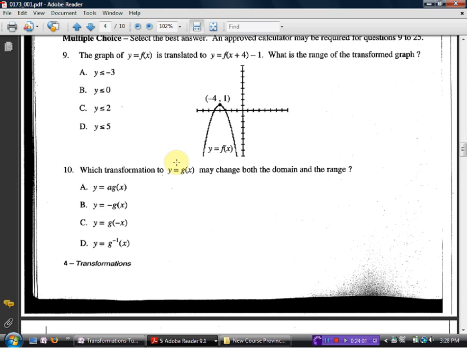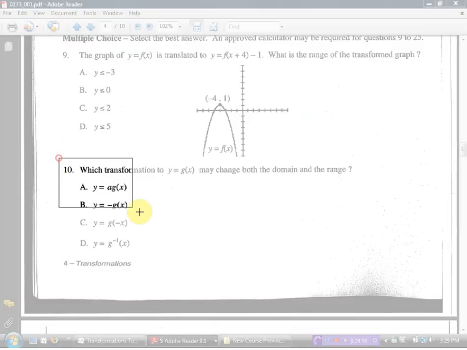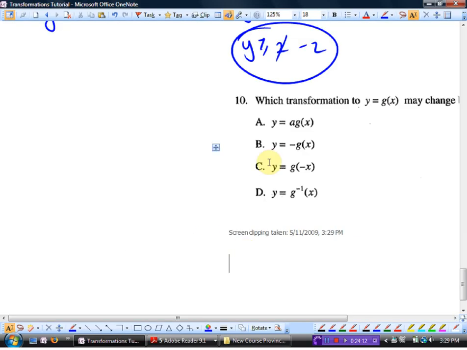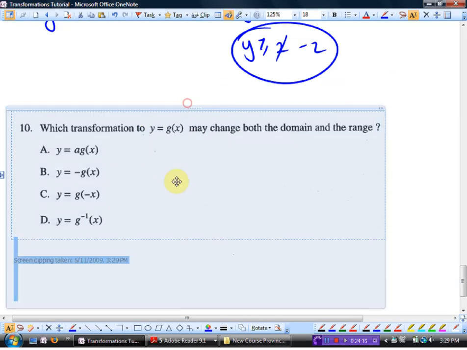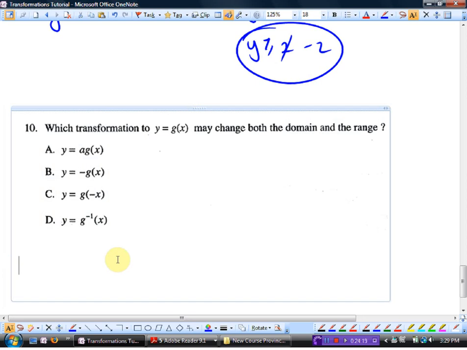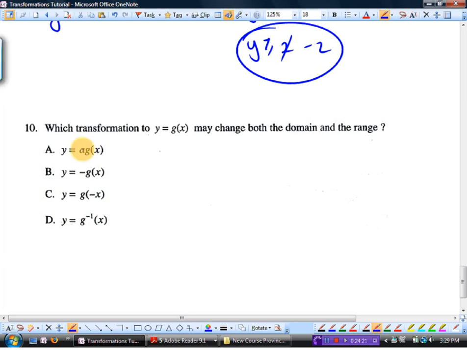Number 10, which transformation to y equals g of x might change both the domain and the range? Okay. Well, what will that do? Vertical or horizontal? Vertical. Can that possibly change the domain then? No. How about that? That's a vertical. No. How about that? That's a horizontal. Nope. But what's this a symbol for? How do you find an inverse?